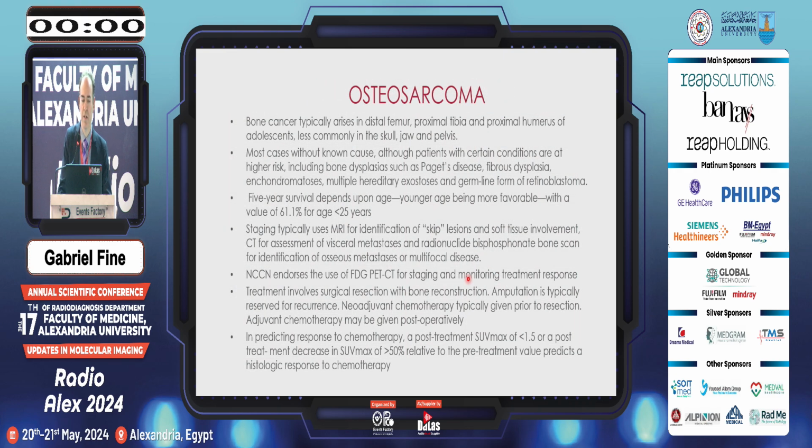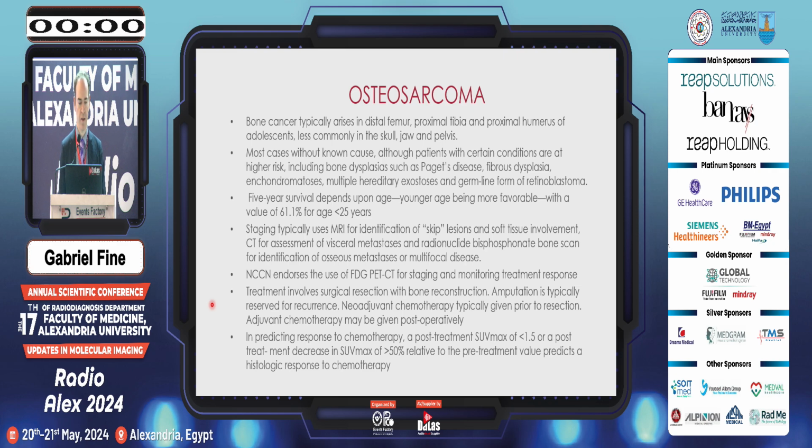Osteosarcoma is a bone cancer that typically arises in the distal femur, proximal tibia, and proximal humerus of adolescents. You can also see it in the skull, jaw, and pelvis. Most cases don't have a known cause, although with certain conditions, patients are at higher risk. That includes Paget's disease, fibrous dysplasia, and enchondromatoses, including multiple hereditary exostoses, and the germline form of retinoblastoma.